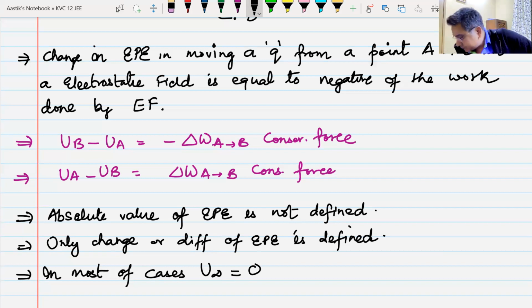So I'll wind up this class here at this point. Do you have any doubts? Please ask me. We have started with electrostatic potential energy. In the next class, we'll move on with the next term, electrostatic potential, and then we will deal with some problems on the same.